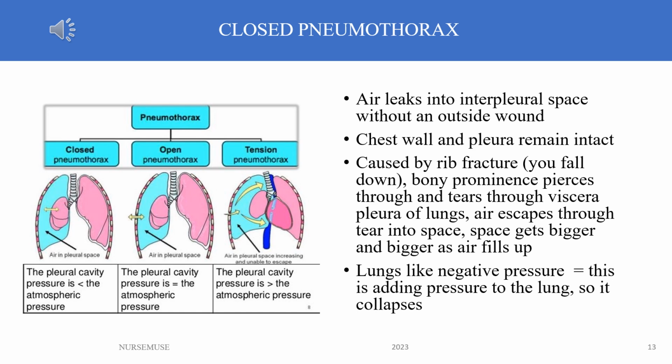A closed pneumothorax. Air leaks into the intrapleural space without an outside wound. The chest wall and the pleura remain intact, but this can be caused by a rib fracture if you fall down, with bony prominences piercing through and tearing the visceral pleura. So air is escaping through this tear into the space. The space gets bigger and bigger as it fills up with air, and lungs, as we know, like negative pressure. This is adding pressure to the lung, so it has no other choice but to collapse.